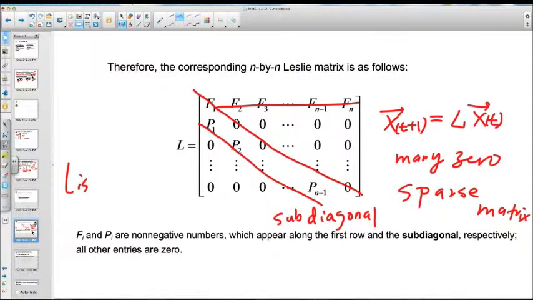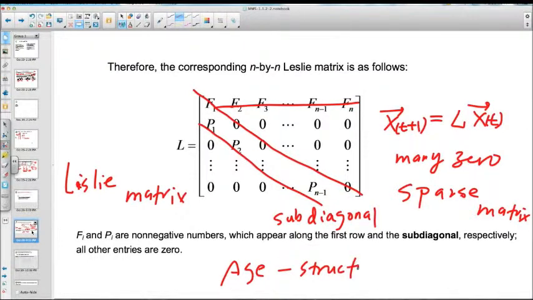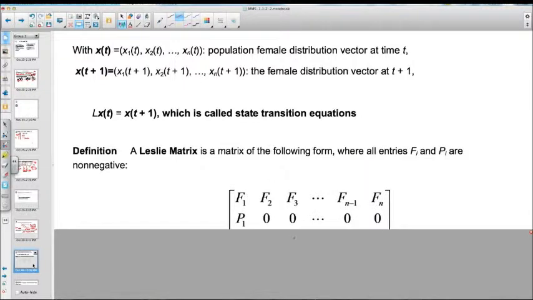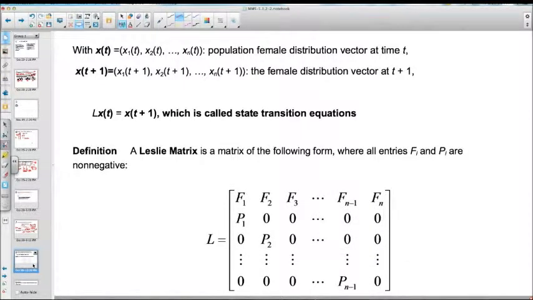If you study the age-structured group model, all right, so what we have is this definition. What is a Leslie matrix? A Leslie matrix is a matrix like this. Do you have to use this for population? No. Any matrix, if your transition is like that, is called a Leslie matrix. But the Leslie matrix fits perfectly well for our age-structured population model.